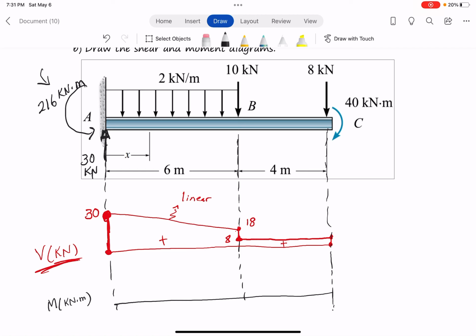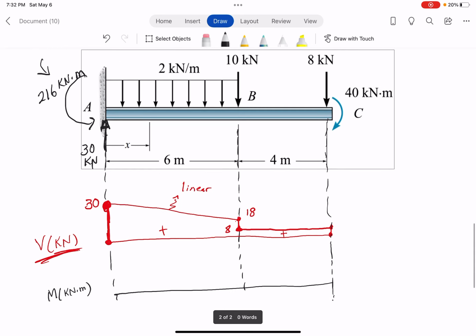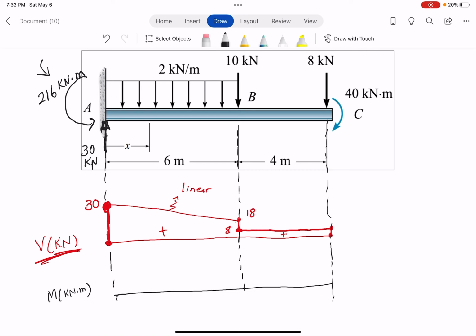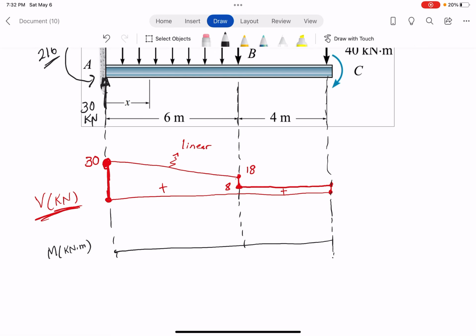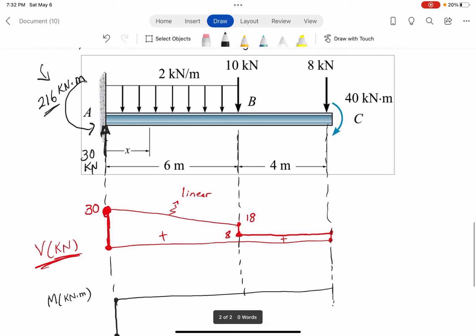So you can see that at point A, there is a moment. Remember from the moment sign convention, if it is counterclockwise, it is a negative moment. So you're going to go down at that point, down to 216. And of course, that down is negative. Now, there's no other moment from A to B.